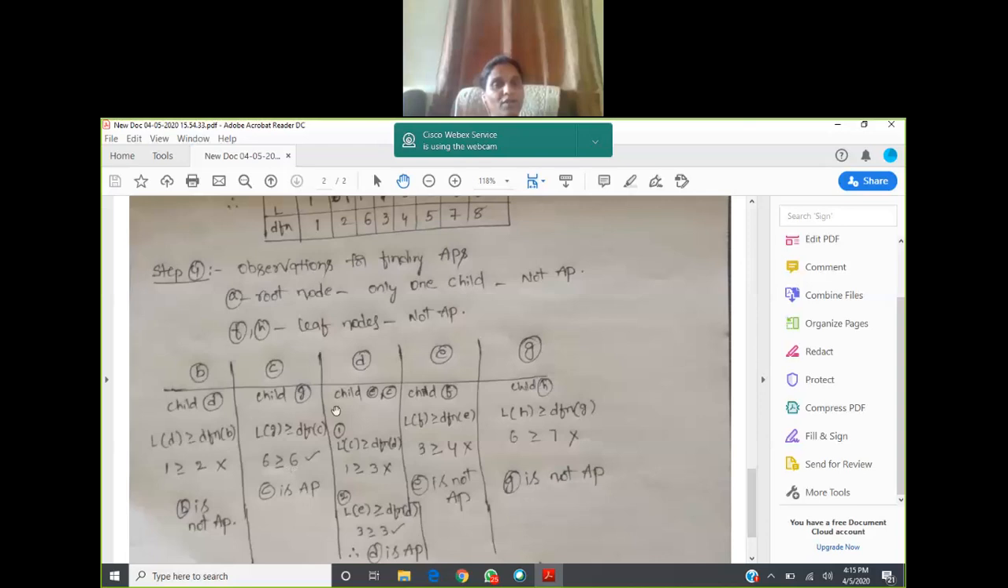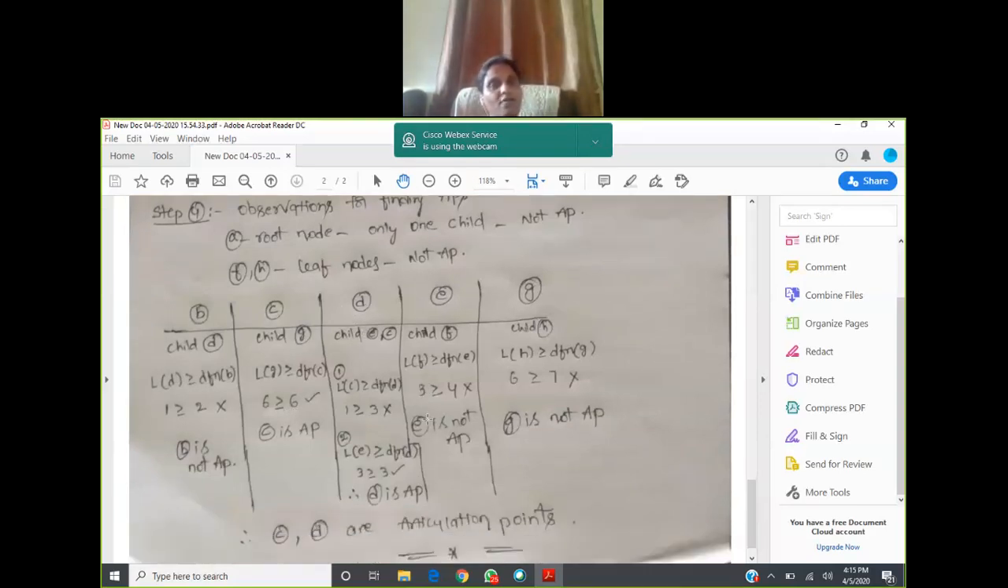Coming to the vertex D, it is having two children. You have to check the formula for two vertices, for vertex E and vertex C. If any vertex satisfies this condition, then that particular vertex is an articulation point. For example, see here, for vertex C, the condition is not satisfied. For vertex E, the condition is satisfied. So the vertex D is an articulation point.